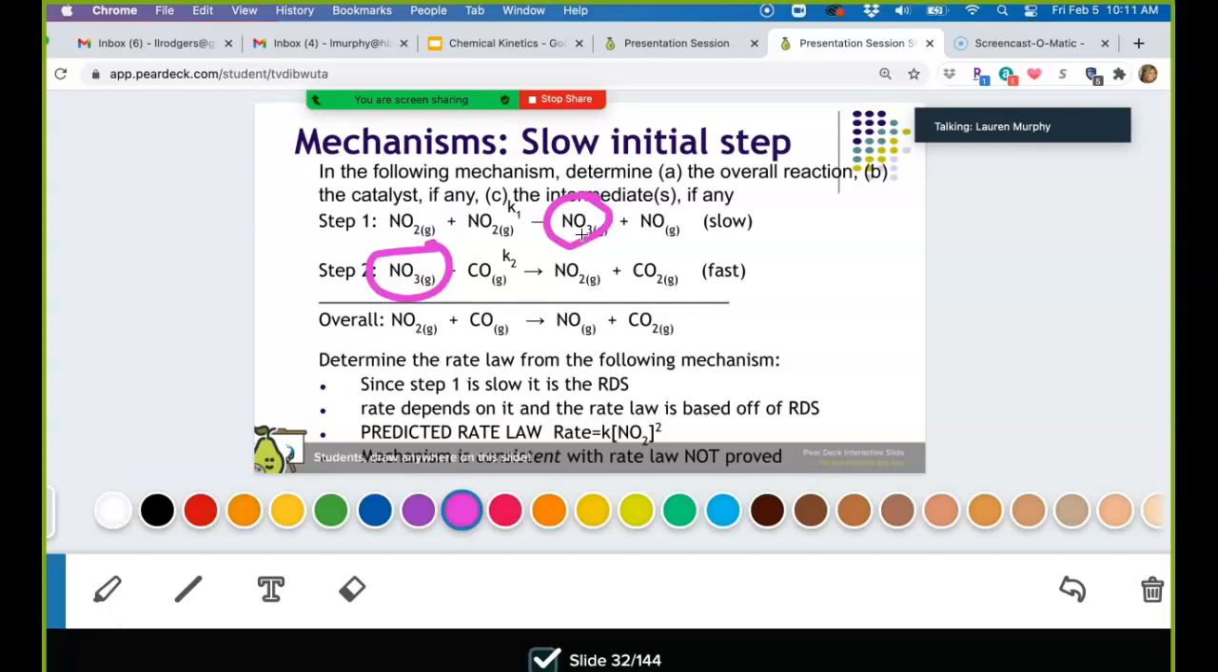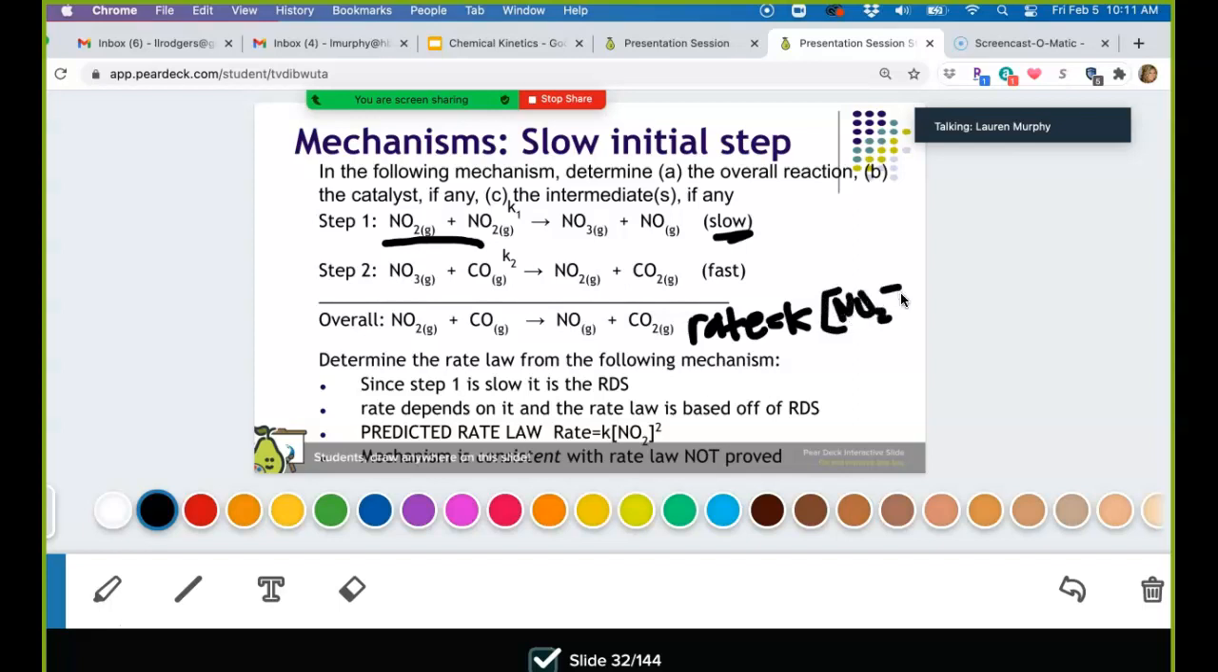Okay, so now we have to write a rate law. Determine the rate law. So I find my slow step because that step determines the rate, and I write rate. Rate equals k. And then I focus on the reactants of my slow step. So NO2. Sorry, I kind of ran out of room. NO2.